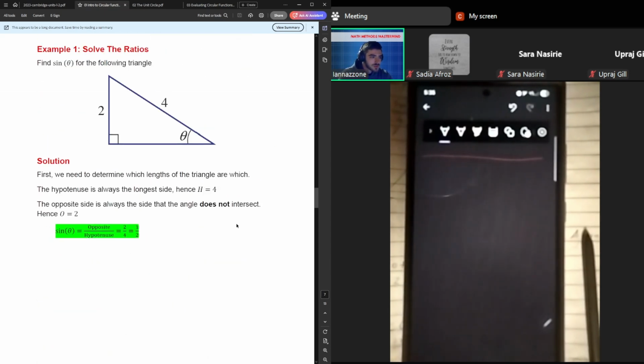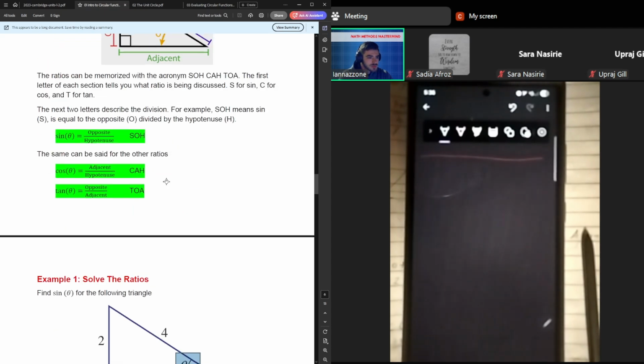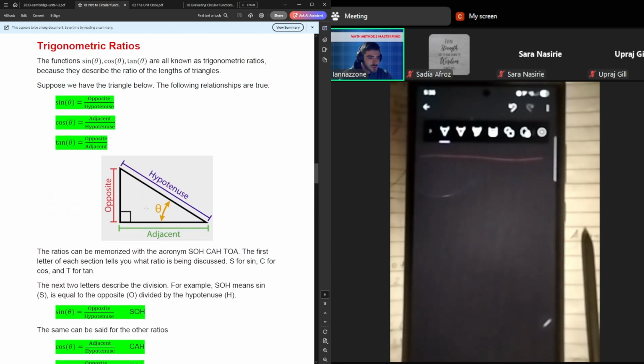As far as solving those ratios, if you're told to solve sine, cos, tan, whatever, in this case we're trying to solve sine, we know that sine is always opposite over hypotenuse. Where those sides are located is always with respect to the angle itself. So if the angle is here, the angle that we care about, then the opposite to that angle is the side that the angle does not intersect with. The angle intersects this and it intersects this. The opposite must therefore be this side, the side that it doesn't touch.